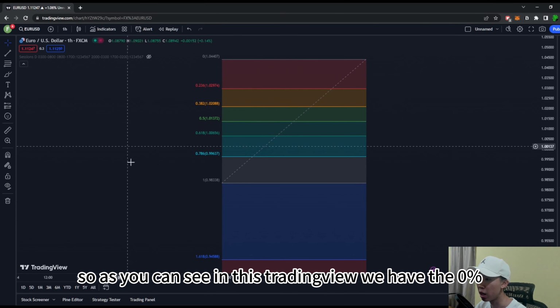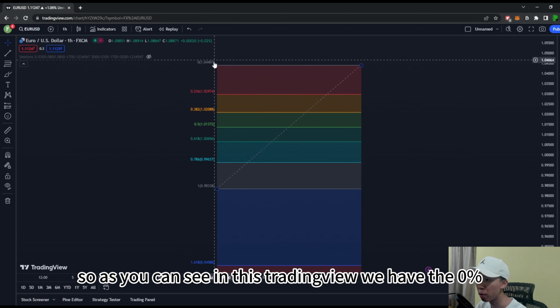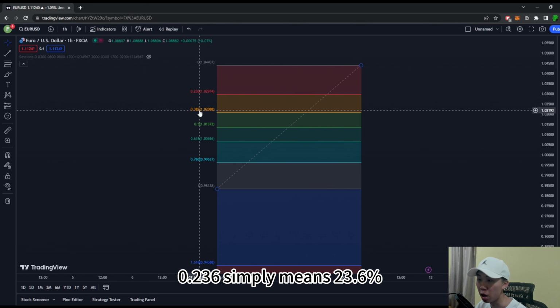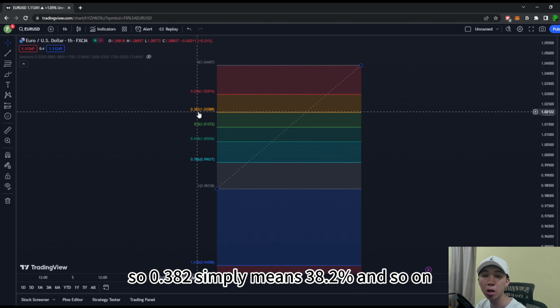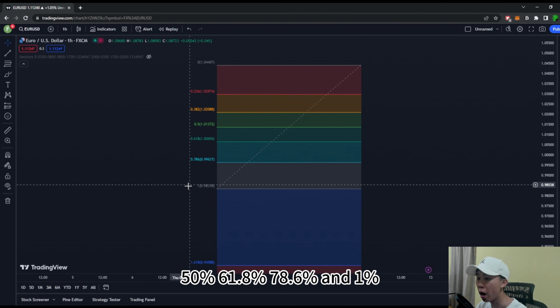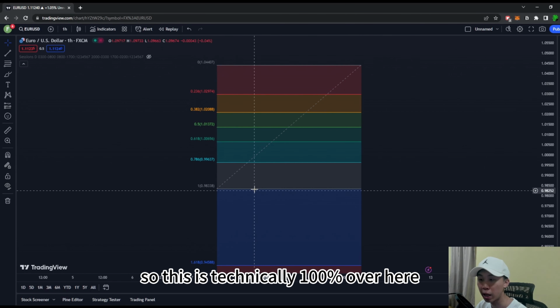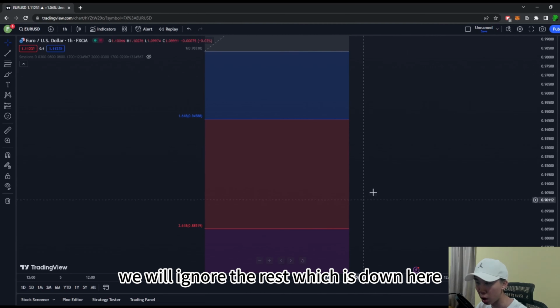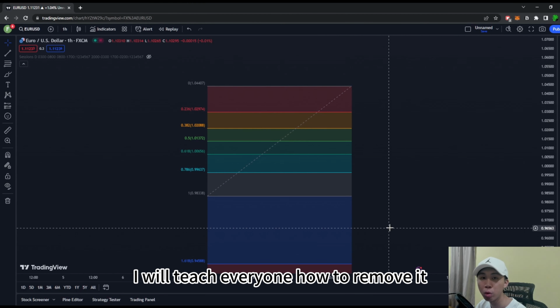As you can see in this TradingView, we have the 0%, 0.236. 0.236 simply means 23.6%, so 0.382 simply means 38.2% and so on. 50%, 61.8%, 78.6% and 1, so this is technically 100% over here. We will ignore the rest which is down here. I will teach everyone how to remove it.